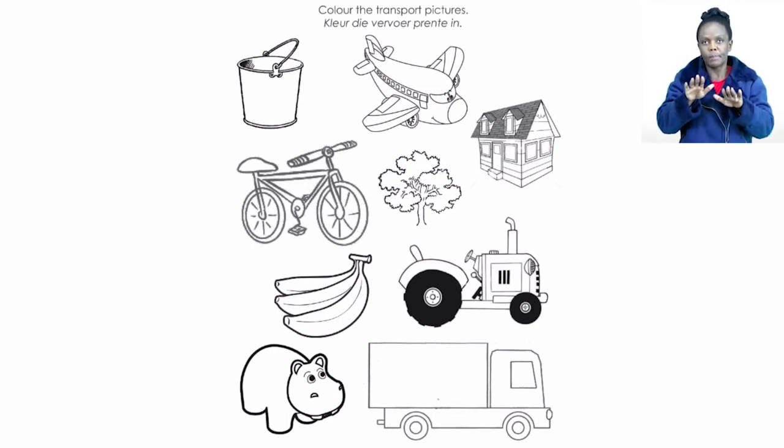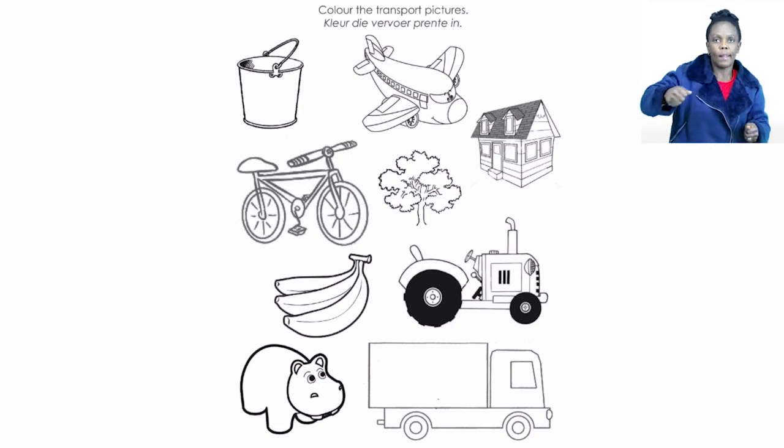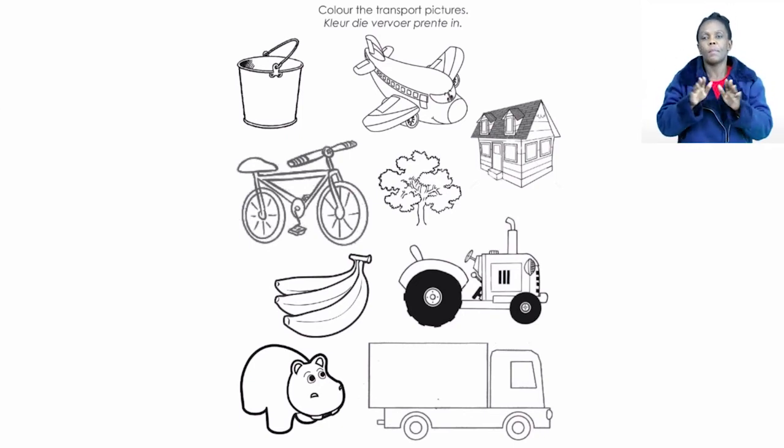How about a toy hippo? Can you use a toy hippo to move around? No, I don't think so. Even a real hippo wouldn't allow you to ride on his back. Can you use a truck? Yes, you can. In fact, a truck is what we use to move things from one place to another. You are going to color the aeroplane, the bicycle, the tractor, and the truck. Please make sure that when you color, you stay within the lines and it looks very beautiful.